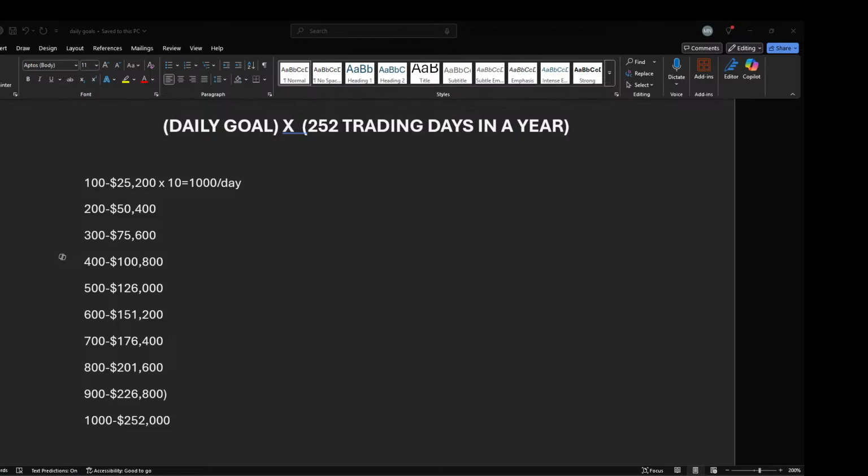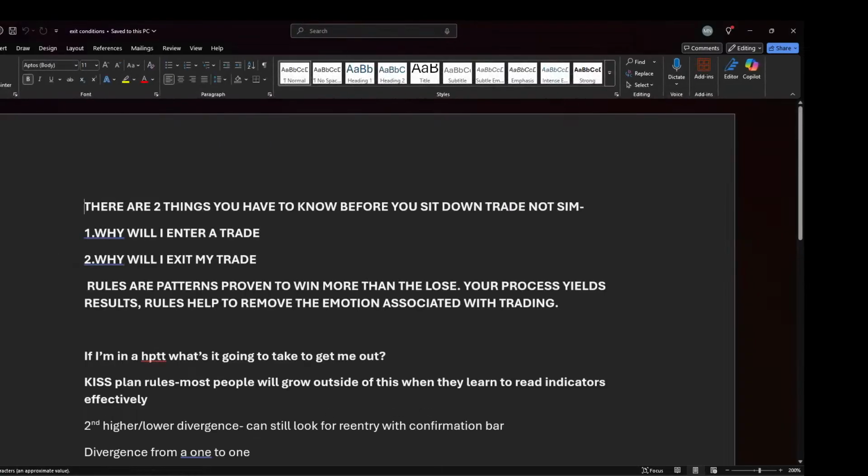So there's two things that you have to know when it's time to jump off the simulator. And there's two things you have to trust. You have to know why you will enter a trade, and your entry rules should be based on a pattern that has been proven to win more than it loses. Verified by you, not believed just because I said it. You're going to see that it works.